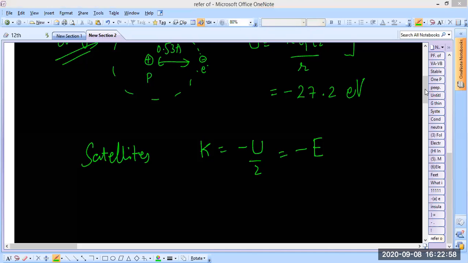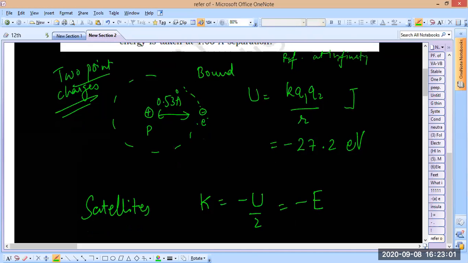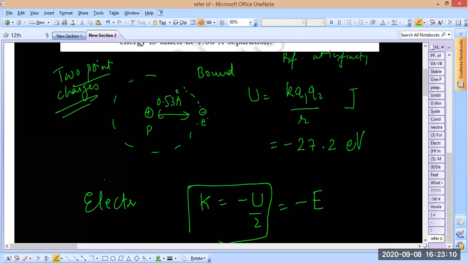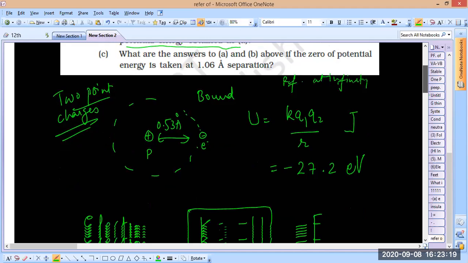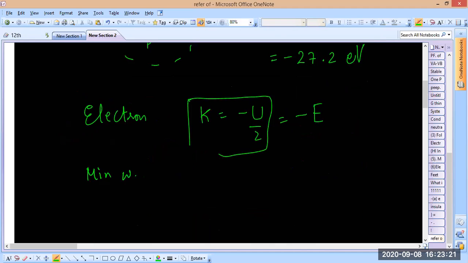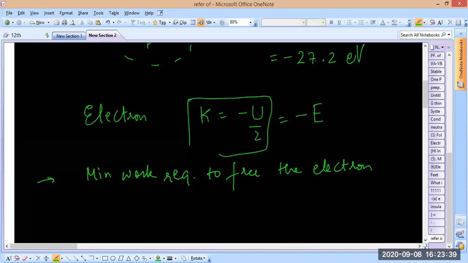Anyways, what we are given here is that K is equal to minus U by 2, not just for satellites, also for electron. Then we have to find what is the minimum work required, how much energy you need to give. What is the minimum work required to free the electron? What is this called? This has a very nice name. What is it called?